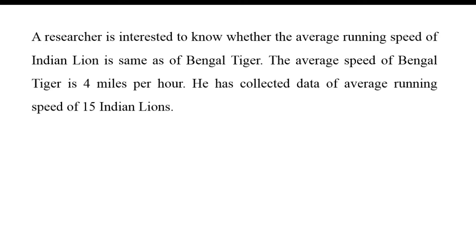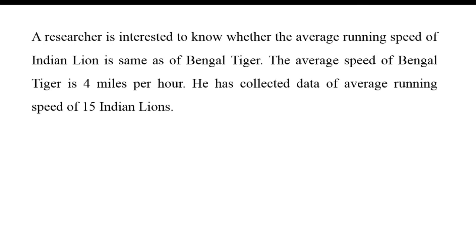Now the very first question arises: how would I come to know that I need to apply a one sample t-test over here? The researcher has collected the average running speed of Indian lions in miles per hour, whereas the average speed of the Bengal tiger is also collected in miles per hour. Since scale data are a requirement of all t-tests, it is therefore possible to use one of the t-tests over here. It is clear that the researcher has only one random sample, so we can easily apply a one sample t-test over here.